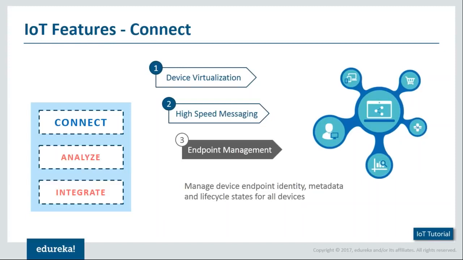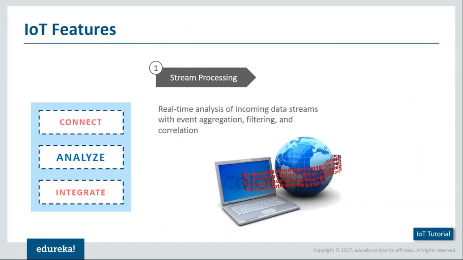Now the next feature is analyze, and the first thing that you need to do for analysis is stream processing. If the data coming from the device is not on a real-time basis, then my system is of no use. There's no use if I tell my system to switch on the AC at my home and by the time I reach there, the AC is not even turned on, then it's a failure of my system. So real-time analysis of the incoming and outgoing data must be done with respect to different aggregations, filtering, correlations, processing and so forth.